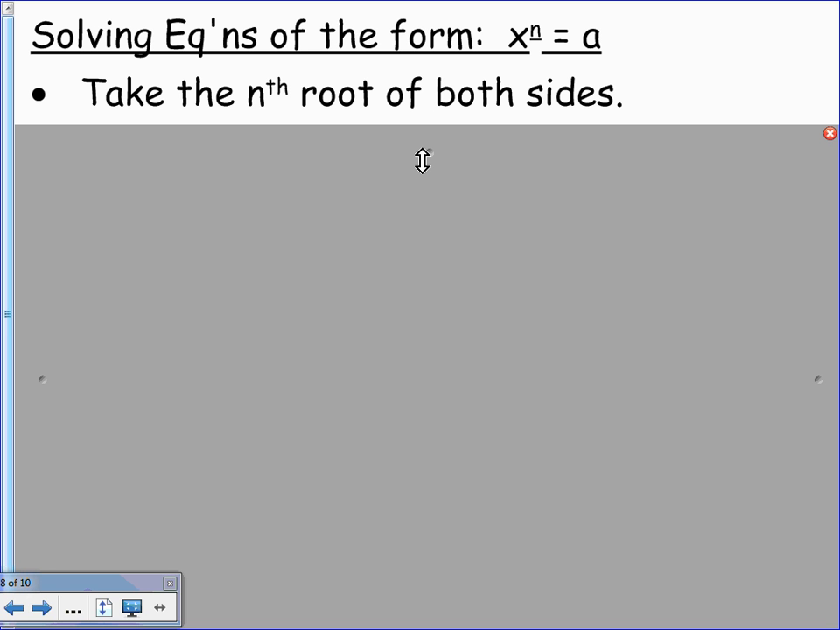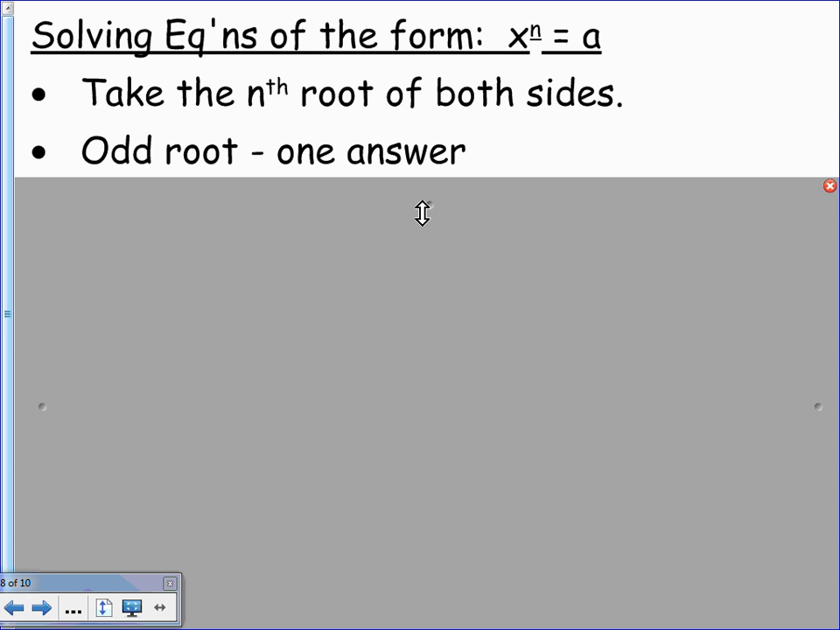If you have an equation that looks like x to the nth equals a, to get rid of the exponent of n, just take the nth root of both sides. You did this all the time in geometry. When you did Pythagorean theorem, you would get down to c squared equals 36, and then you would take the square root of both sides. And we did that in the quadratic unit. The only difference in algebra is we can come up with more than one answer in some cases.